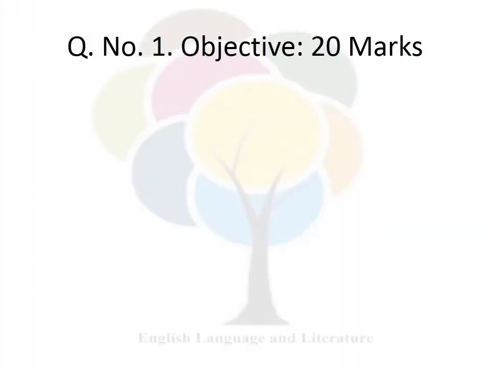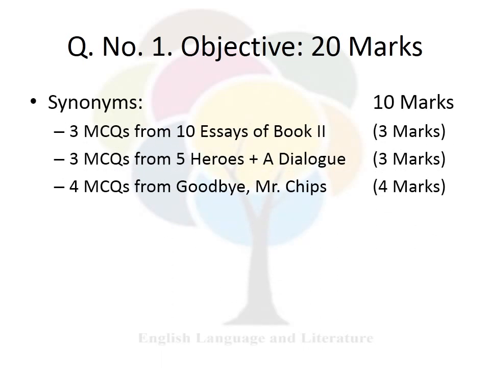Question number 1 is the objective part of your paper, which is divided in 3 parts: synonyms, prepositions and correction. In the first part, there are 10 MCQs in which you are asked to select the correct synonym. 3 synonyms come from 10 essays of book 2. 3 synonyms come from 5 heroes and a dialogue from book 2, whereas 4 synonyms come from the novel Goodbye Mr. Chips.